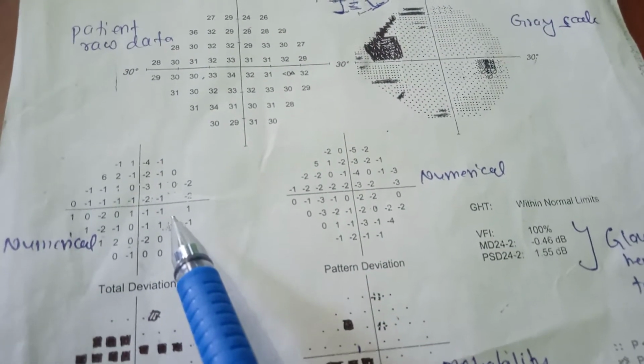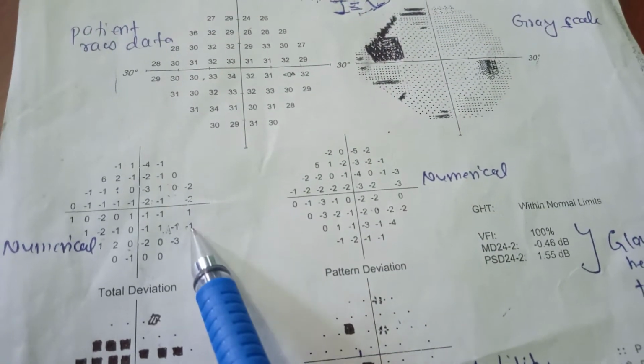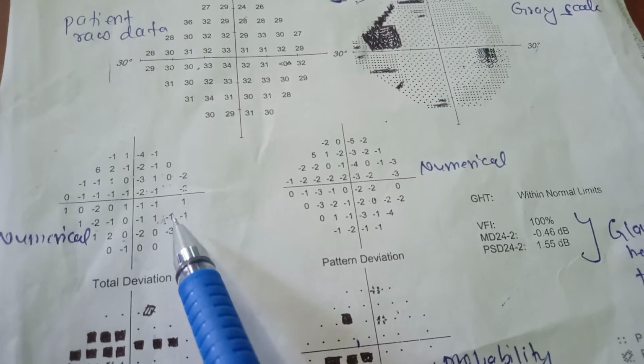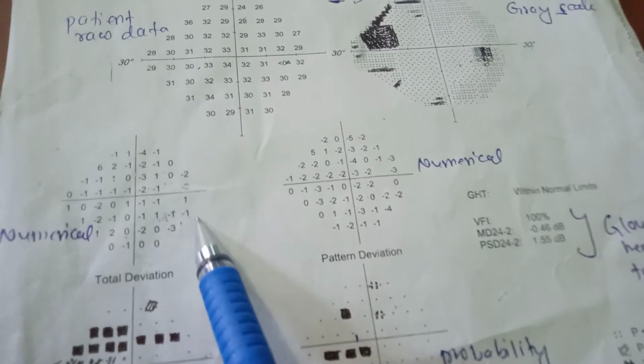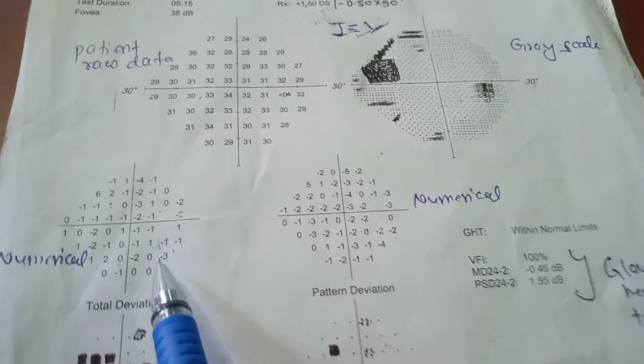Example, if the retinal sensitivity of the patient at point A is 31 decibel, and in the same way the retinal sensitivity at the same point of the age matched normal population is 31. So the difference is 31 minus 31, 0. So this means the deviation at this point will be 0.